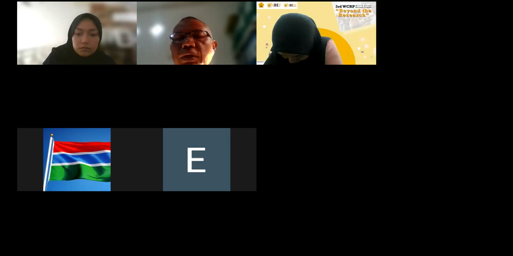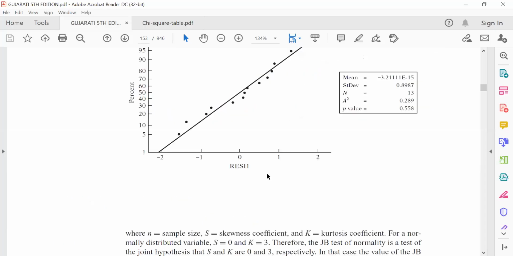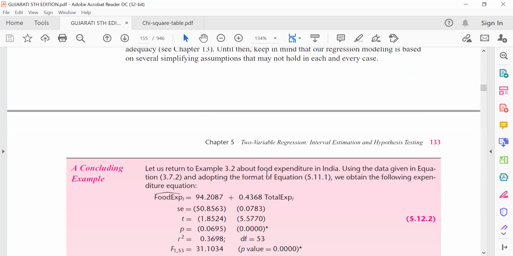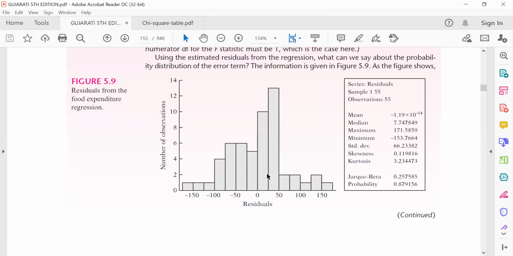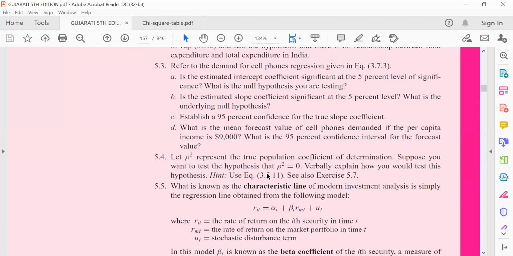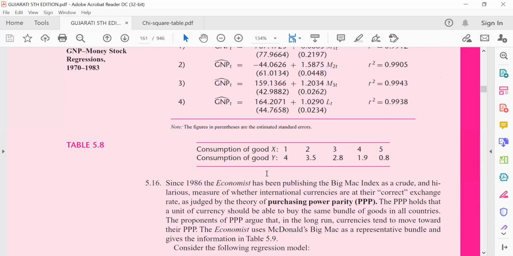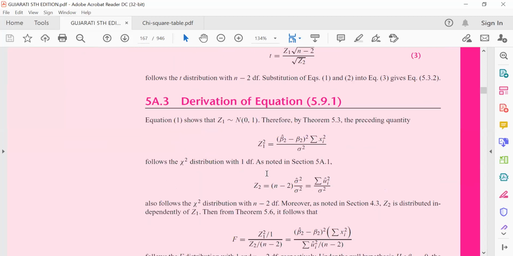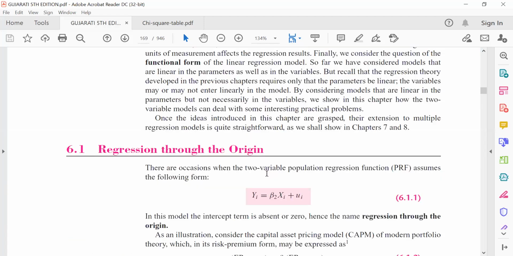Okay. So, actually, if we look at this chapter, this one is a simple regression model. And then we continue with multiple regression model.